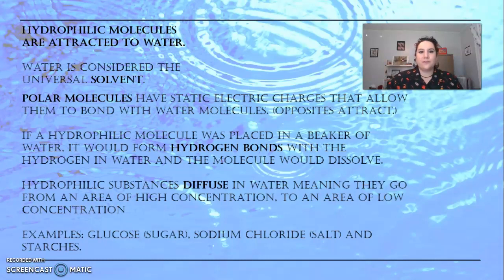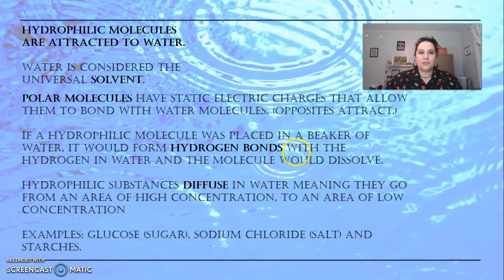Hydrophilic substances diffuse in water, meaning they go from an area of high concentration to an area of low concentration. Kind of like when you're in a crowded room at a party and you go to a room where there are fewer people just to kind of get away for a minute and breathe.